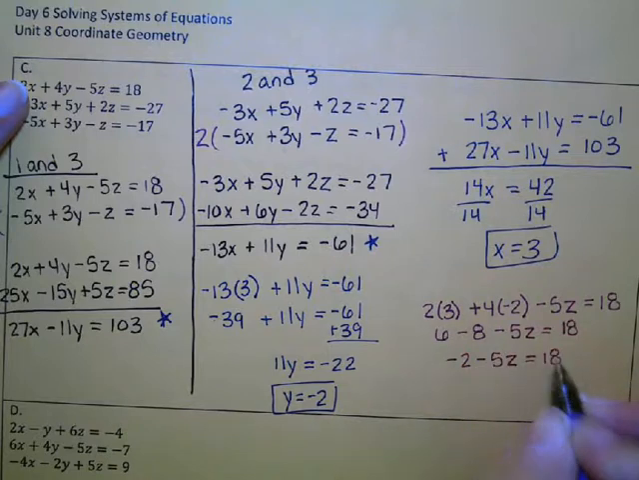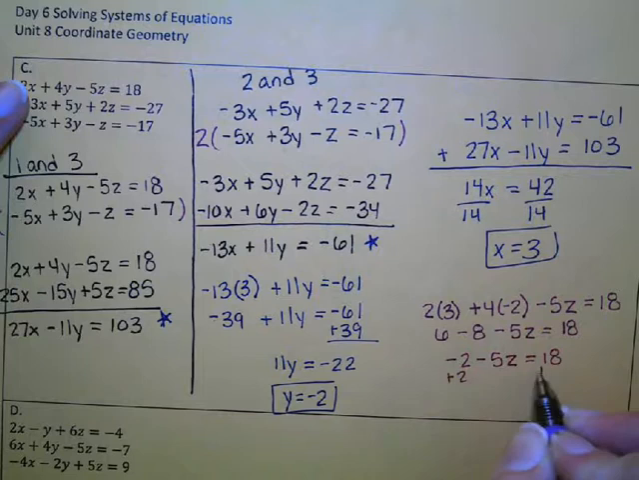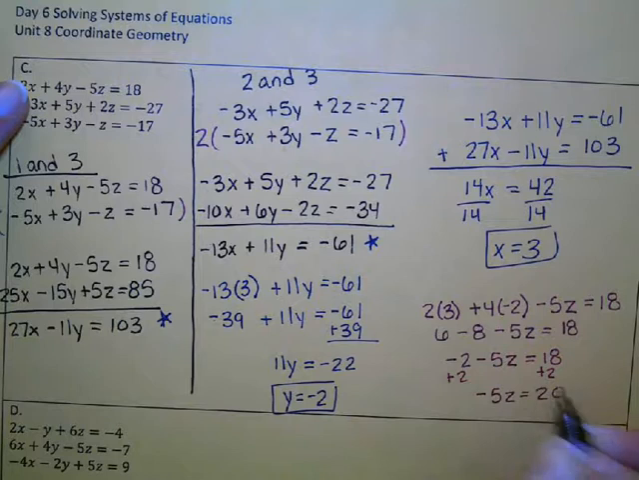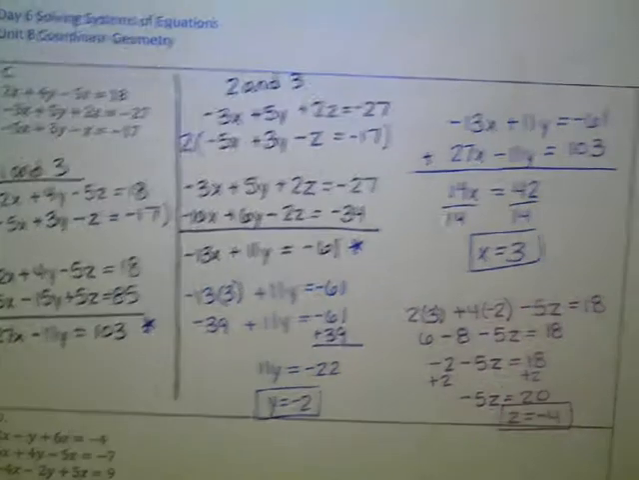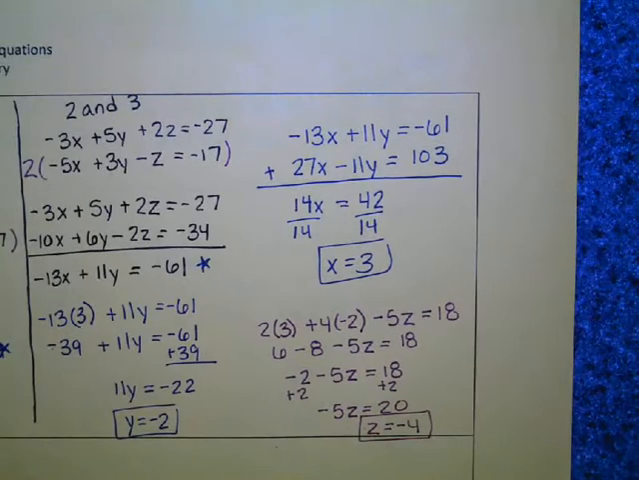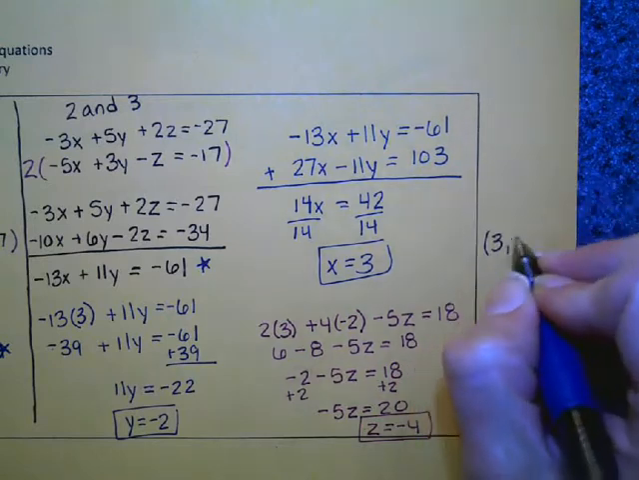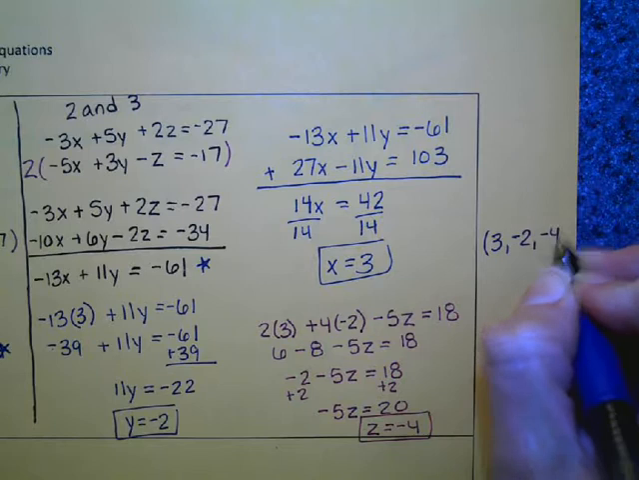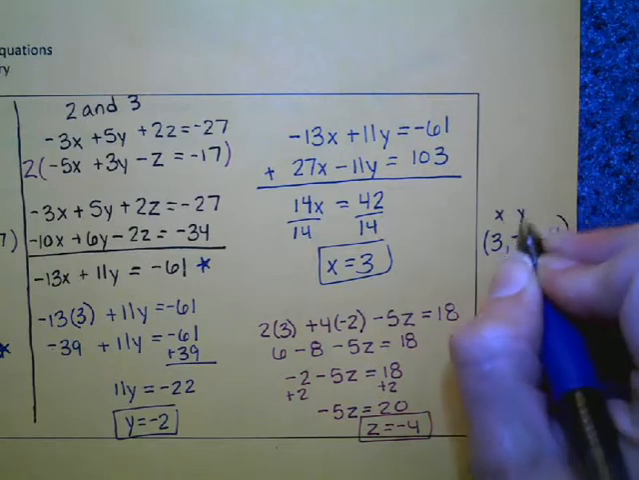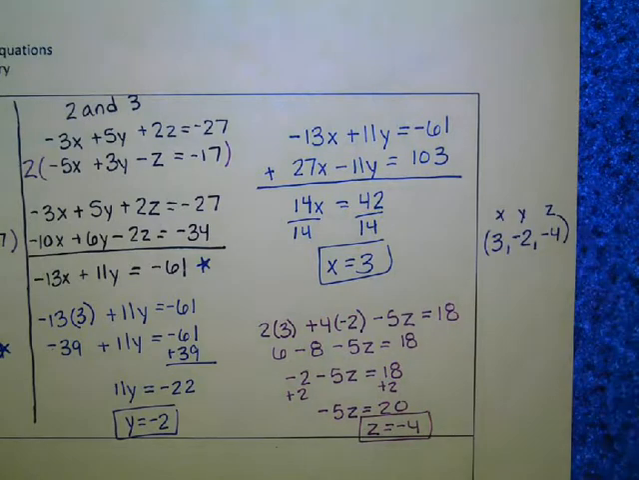Simplify or solve, and add 2 to the other side. Negative 5z equals 20. Divide, you get z equals negative 4. Okay, so you now have all three of your answers. I'm going to write this ordered pair over here because I kind of ran out of room. So 3, negative 2, negative 4. X, y, z. So that is the point that all three of those planes meet at.